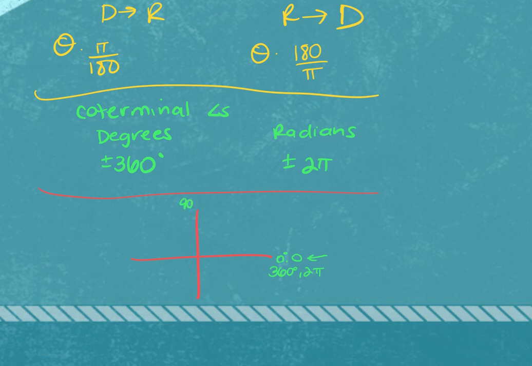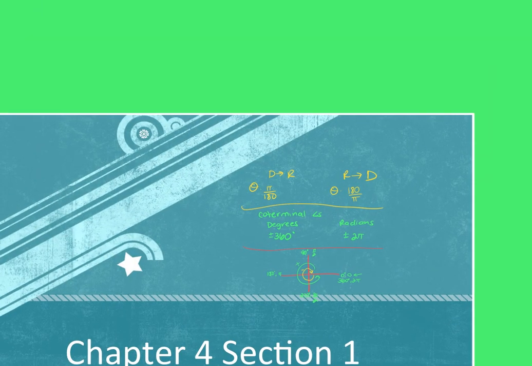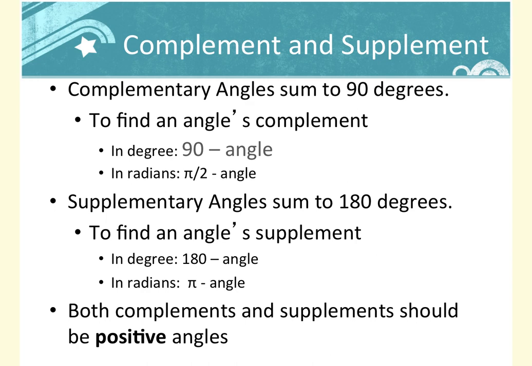At the top is 90 degrees or pi over 2. On the left is 180 degrees or pi. On the bottom, 270 and 3 pi over 2. If it's positive, you're going counterclockwise, so it'd be this way. If it's negative, you're going clockwise, which is this way. Again, we're going to fill in the rest of that circle today after we finish notes. So we left off on complementary and supplementary angles.